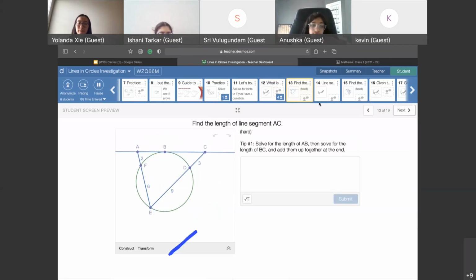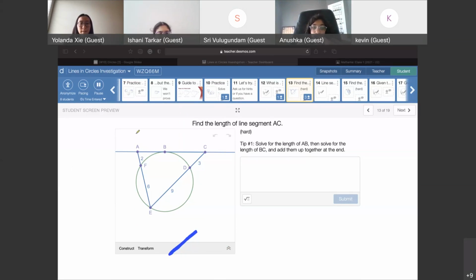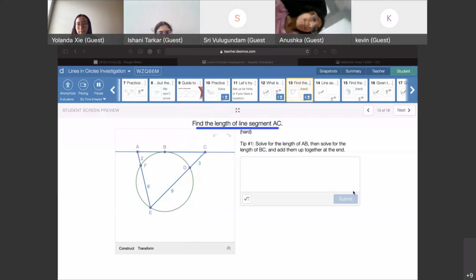All right, so everyone use the arrows to get to question 13, and we'll take a look at it. It tells you to find the length of line segment AC. And the tip is to first solve for the length of AB, and then solve for the length of BC. And then when you add them together, you will get your final answer. So go ahead and try this on your own, and look back to slide 9 if you're ever stuck.